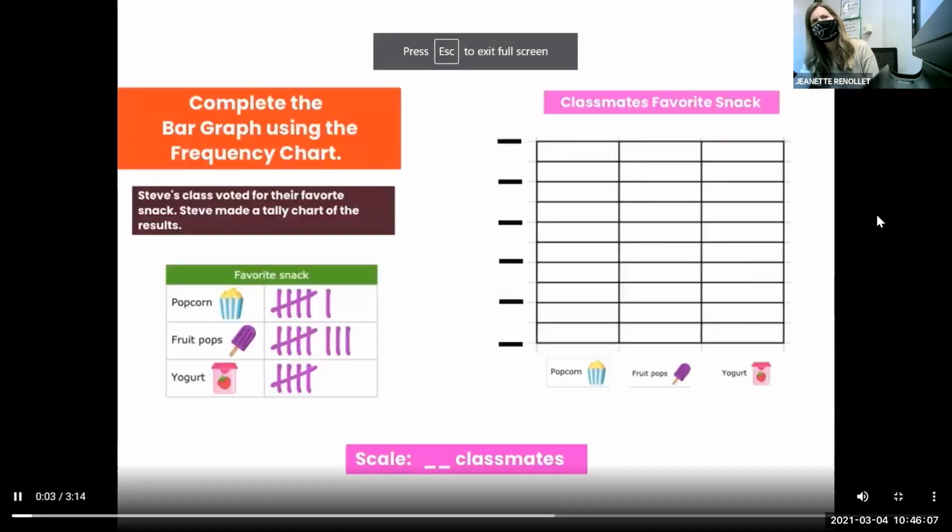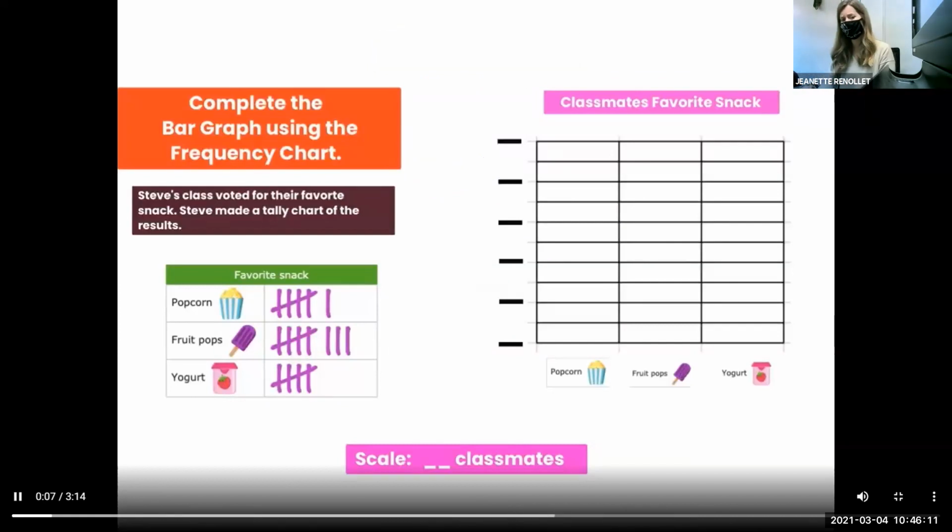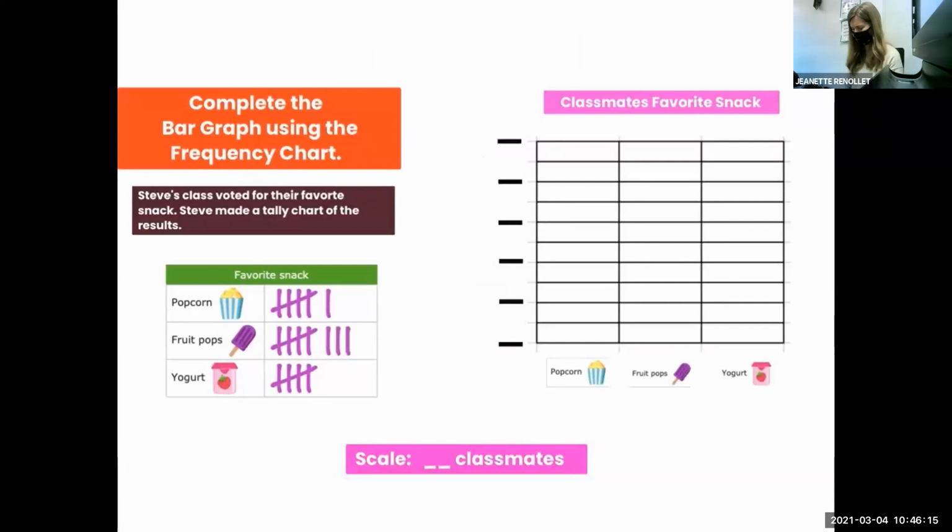After watching the previous slide, you can see that my scale that I first chose was not the best choice to be able to analyze the bar graph. So I'm going to choose a different scale. I remember that my popcorn was 6, Fruit Pops was 8, and yogurt is 5. All of my numbers, they're pretty small.